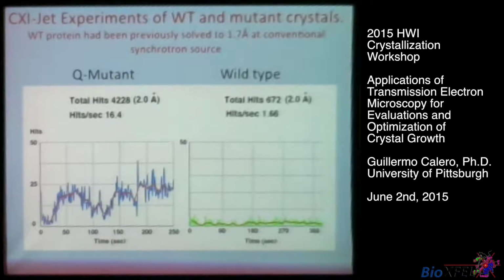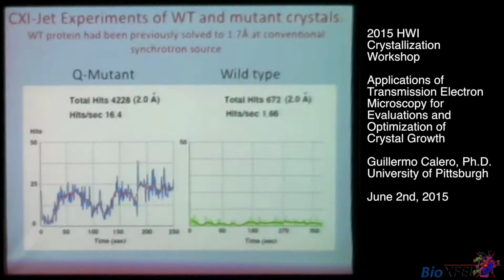And Aina took these samples to CXI. And then basically she got 4,000 hits in 250 seconds. So 16.4 hits per second, which is actually a pretty large number of hits for the mutant. However, the wild type, let me clarify, these 4,200 hits are at 2 angstrom resolution. Okay? For the wild type, only 670 hits at 2 angstrom resolution, with a much lower rate of hits per second.